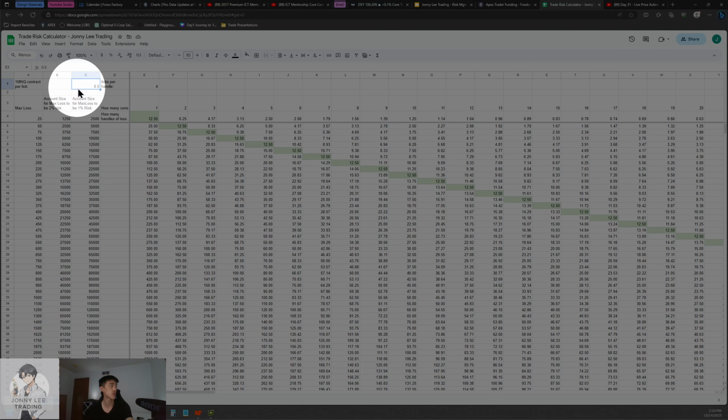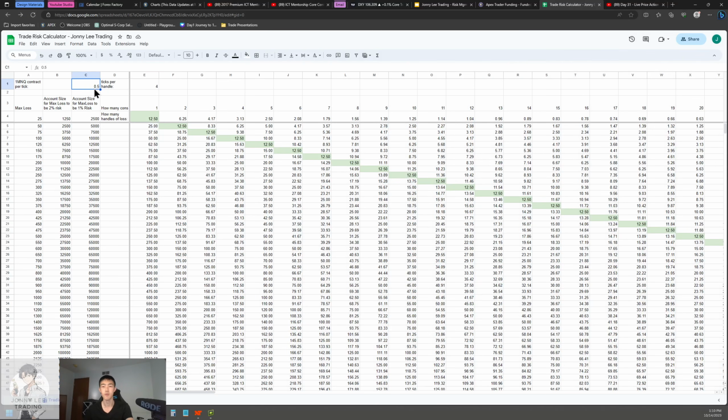A NASDAQ contract, every single tick or 25 cents it moves, it's about $5. So for a micro NASDAQ, it's 10 times less than that. So 50 cents per move per quarter tick. Now, how many ticks are in one point or one handle? There's 4 of them. So 1 point is equal to 4 ticks.